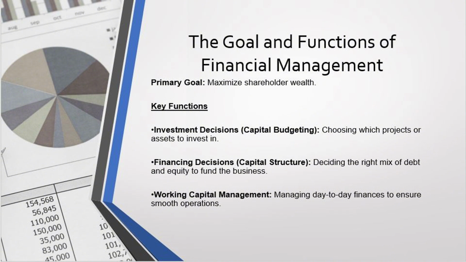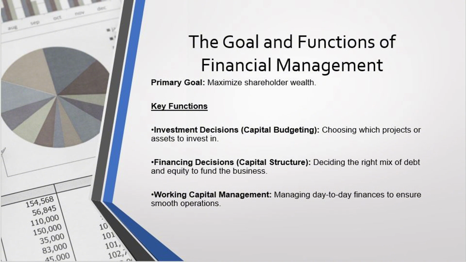First are the investment decisions, also known as capital budgeting. This is about choosing which long term projects to invest in, like building a new factory or developing a new product. These are the big decisions that determine a company's future direction and profitability.